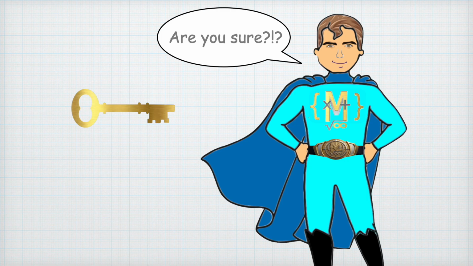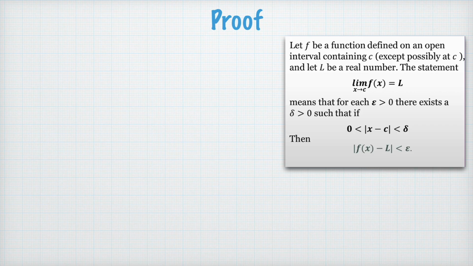You have to show him that the key actually works to open the lock before he will believe you. And that's what we need to do in our proofs. We need to produce the delta, but also show that it works. So here we go. Suppose that f of x equals 1/5 x minus 2.